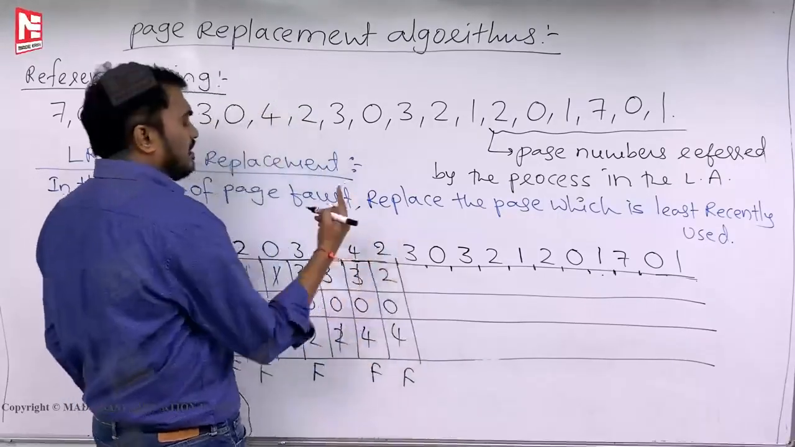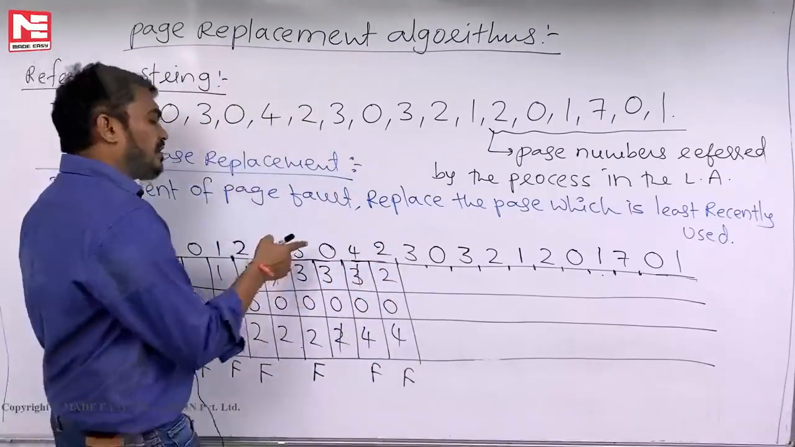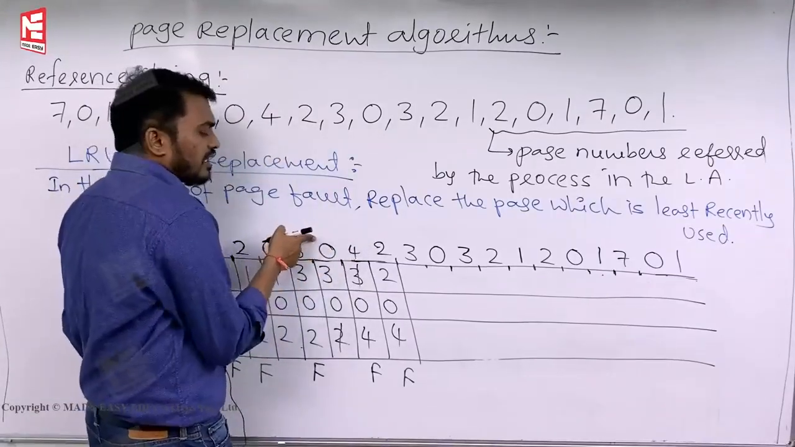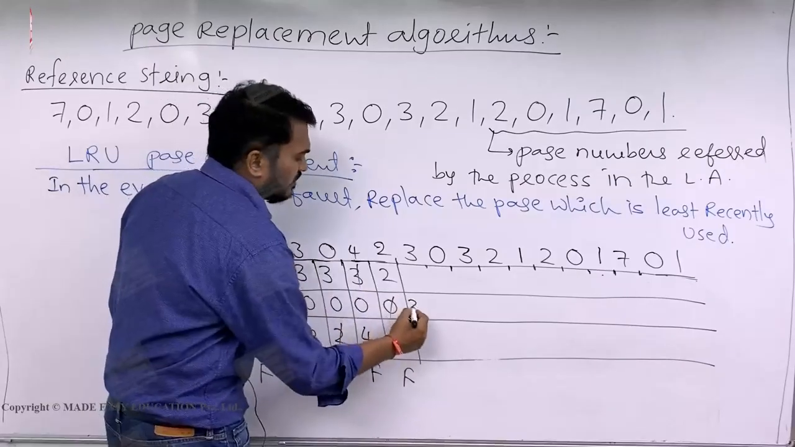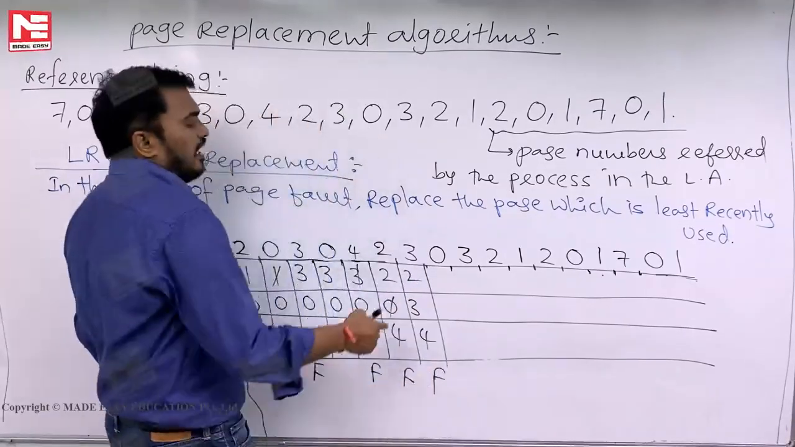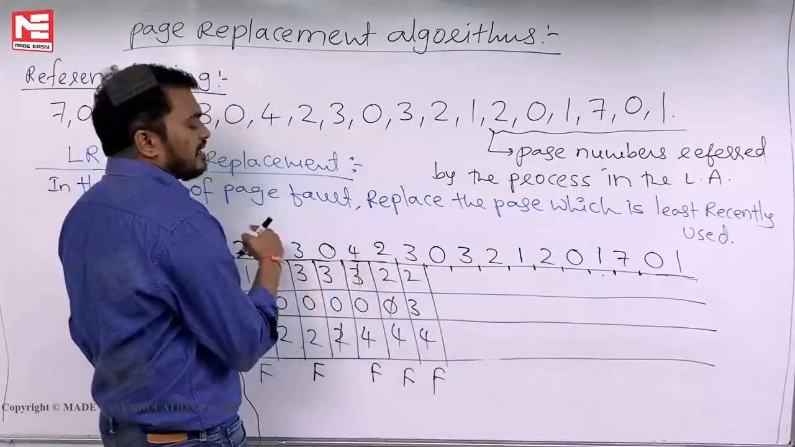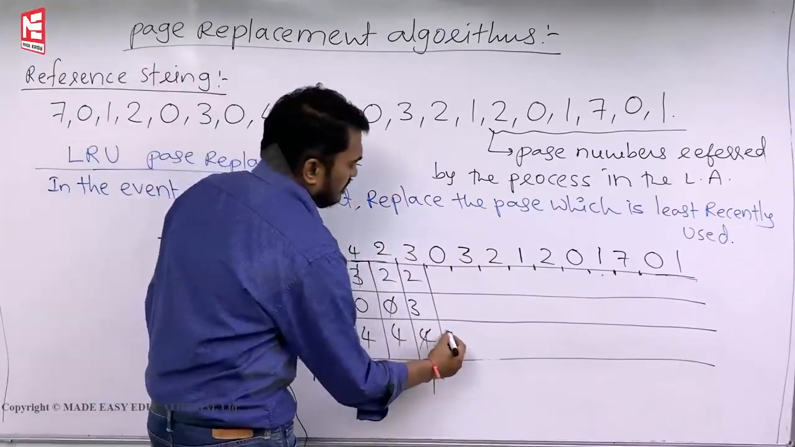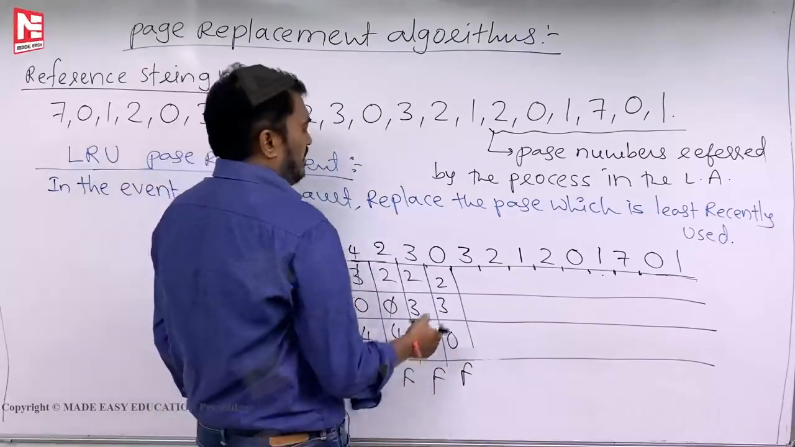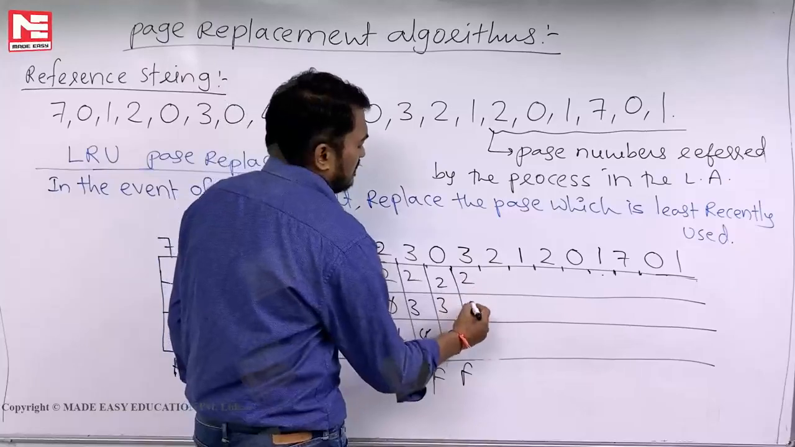Next, after that, 3 is not available. Which one to replace? Okay, 0. 2 is the most recently used, 4 is the little most recently used, and 0 is the least recently used. So replace 0 with the 3 and copy the remaining as it is, and that is the page fault. Next, 0 is not available. Which one to replace? Okay, 4. So replace 4 with the 0 and copy the remaining as it is, and that is the page fault. Next, after that, 3 is available. Yes, it is available.